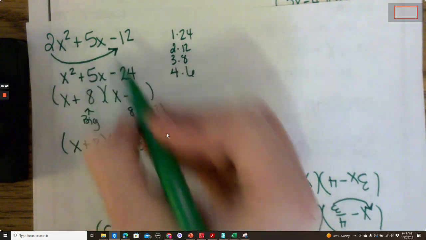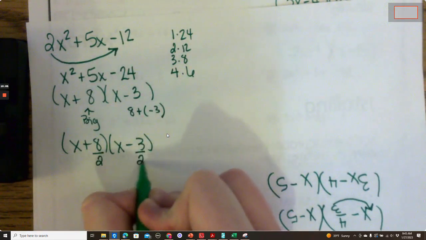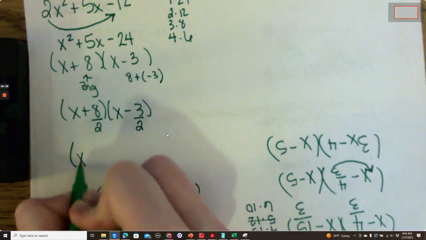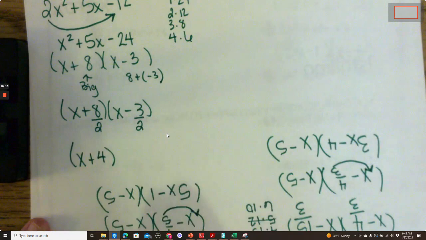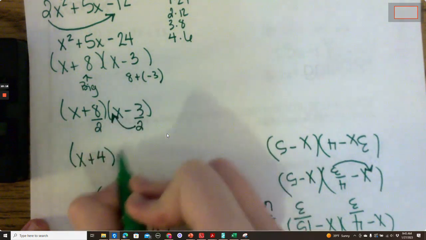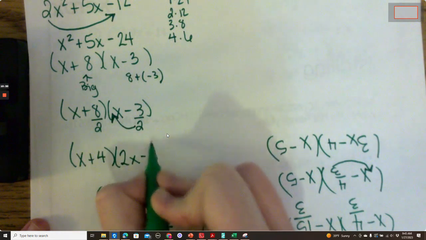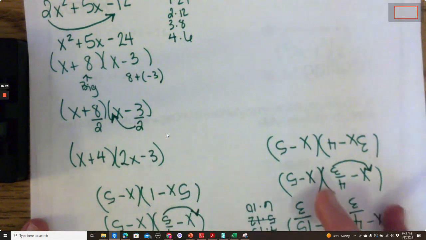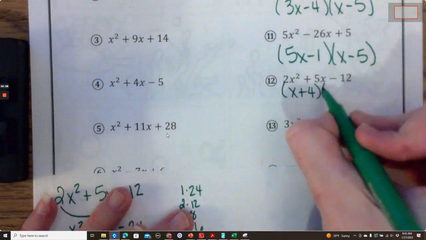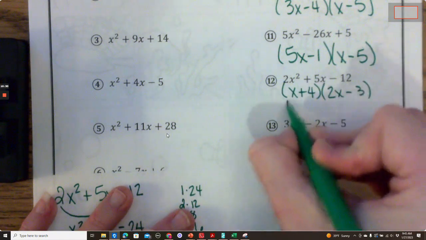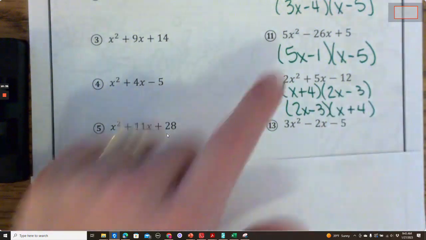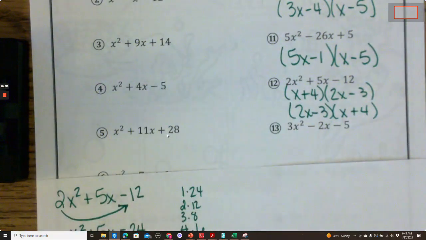We slipped a 2, so now we got to bring it back. So 8 over 2 will simplify. 8 divided by 2 is a 4. 3 over 2 won't simplify, so I got to slide that 2 back in front of the x. 2x minus 3. And remember, it doesn't matter which way you write it, x plus 4 and then 2x minus 3. Or if you write the 2x minus 3 first, it doesn't matter. Both of those are correct, so the order does not matter.